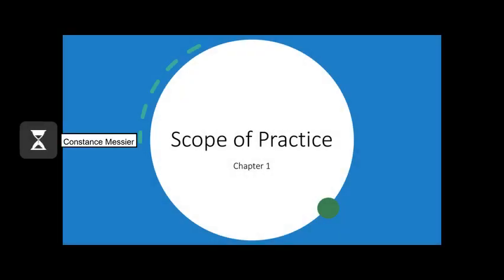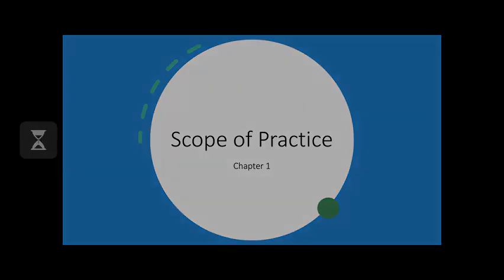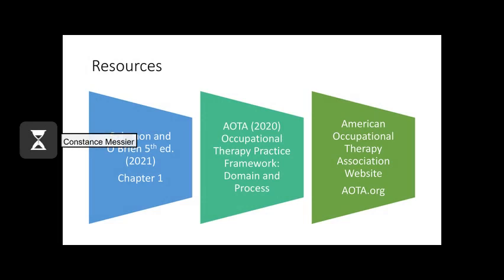Welcome to the recorded lecture, Scope of Practice, Chapter 1, from the Solomon and O'Brien Pediatric Skills for Occupational Therapy Assistants, 5th edition textbook. The resources for this lecture are the Solomon and O'Brien textbook and the Occupational Therapy Practice Framework, the OTPF4. The textbook reflects the 3rd edition, and I've updated the lecture to the 4th edition. I've also referenced the American Occupational Therapy Association website.